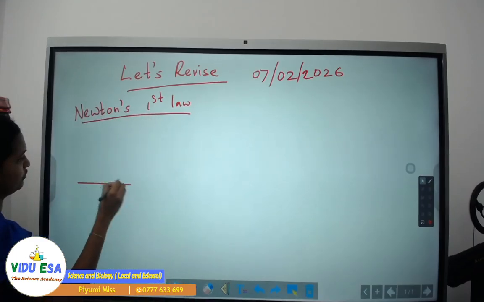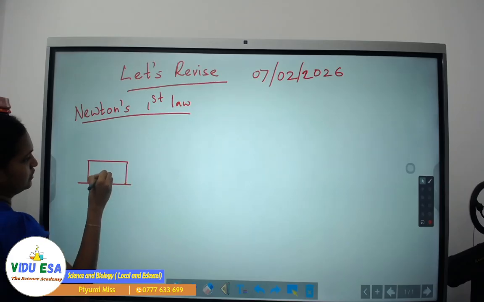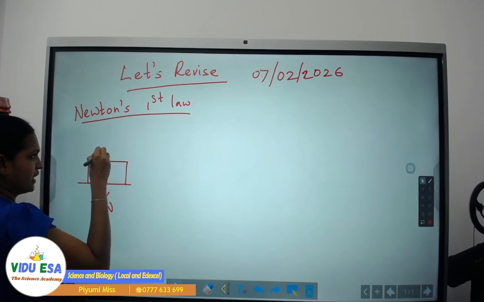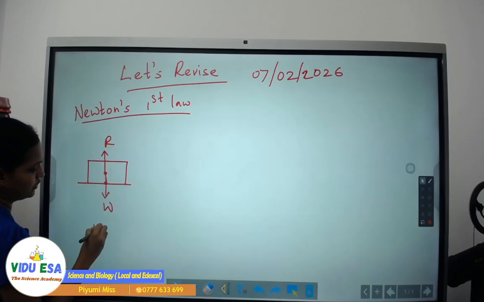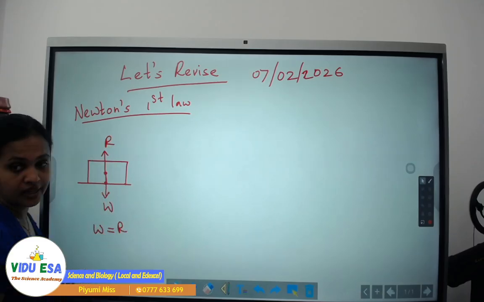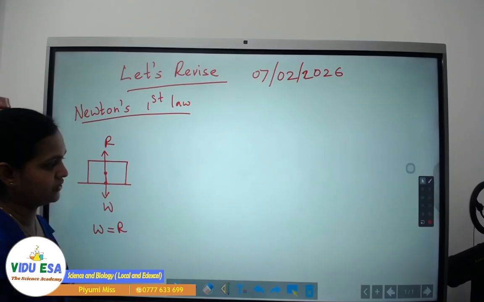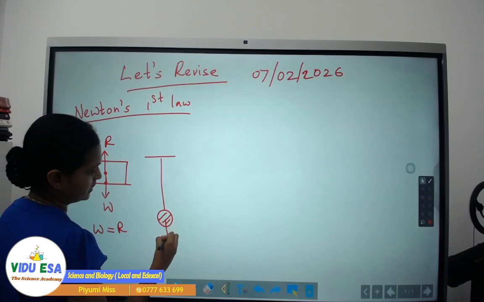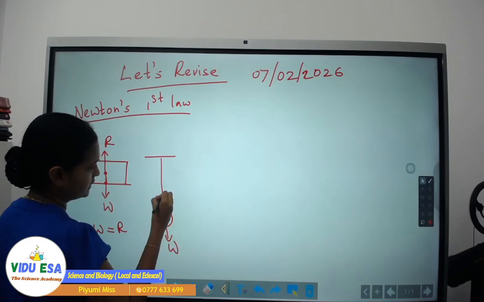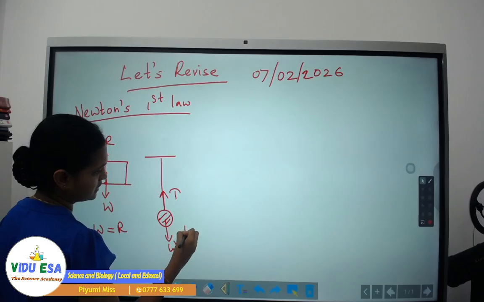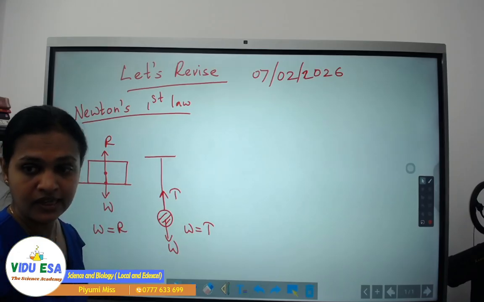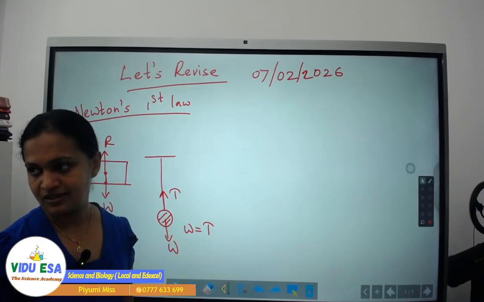For example, if we consider this, the forces acting on this box on the table are the weight acting downwards and the perpendicular reaction acting upwards. Since W is equal to R, there is no unbalanced force. Therefore, this is at rest. Something hanging: the weight is acting downwards, the tension is acting upwards. Since the weight is equal to the tension, there is no unbalanced force. This is at rest.